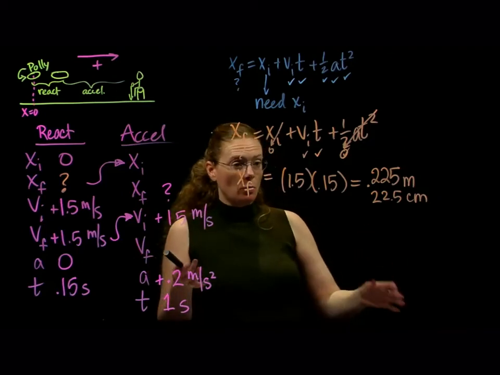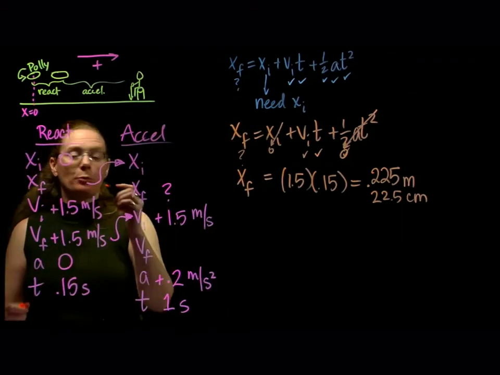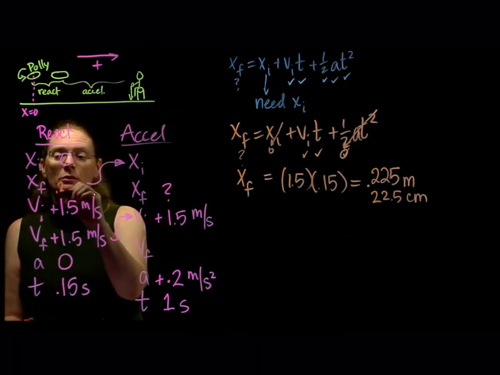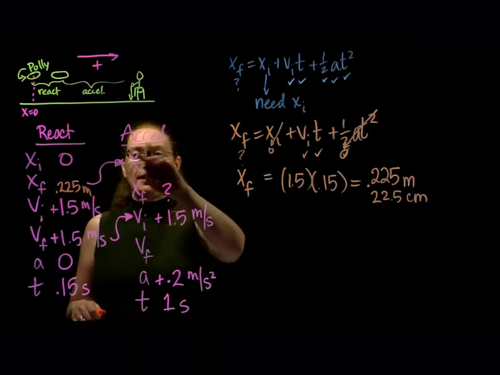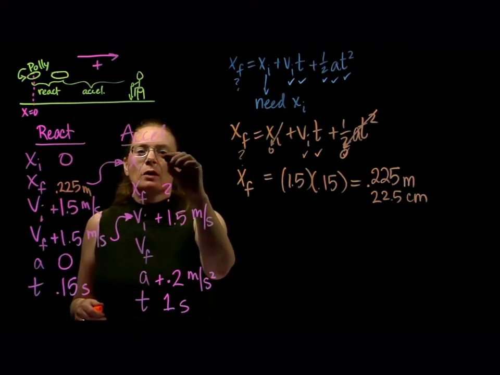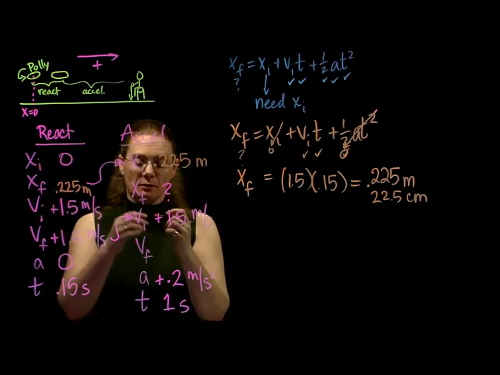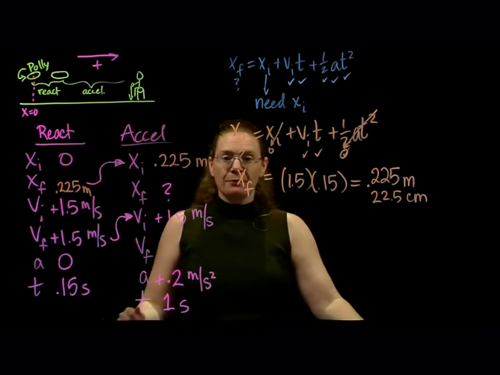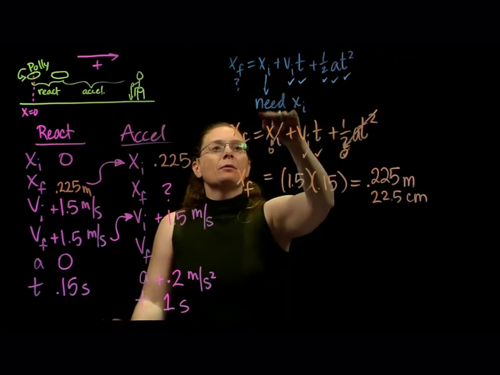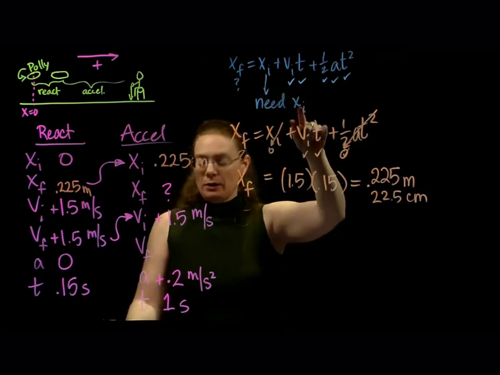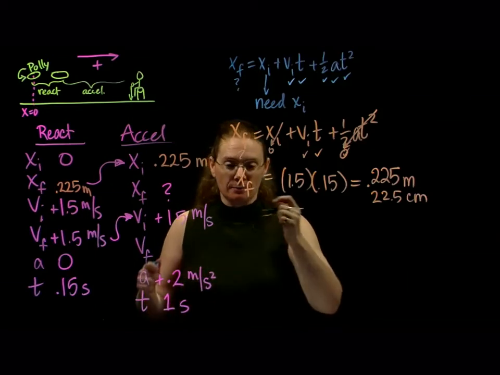So now I know what my x final is for this step. I can put that in, 0.225 meters, which means I now know my x initial for the acceleration step. So she's 22 centimeters from start when she starts accelerating. Now, do I have everything here? I have everything because I now know my x initial. I can just solve this one for my x final.